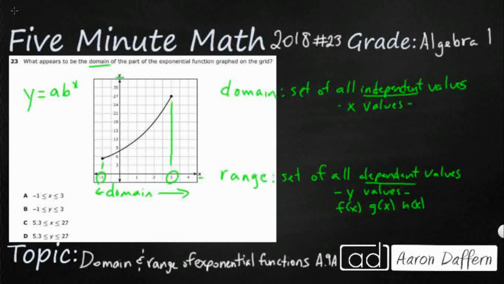What we need to notice is we've got closed circles for each of those. The closed circle means I'm going to include that number, the -1 or the 3, in the domain. If it were an open circle, I would not include it. So a closed circle means we use greater than or equal to, or less than or equal to. If it were an open circle, it would just be a greater than or a less than, and we would not include it.